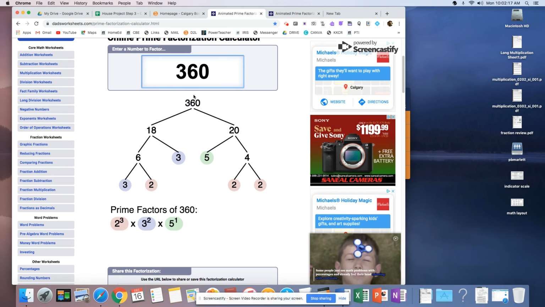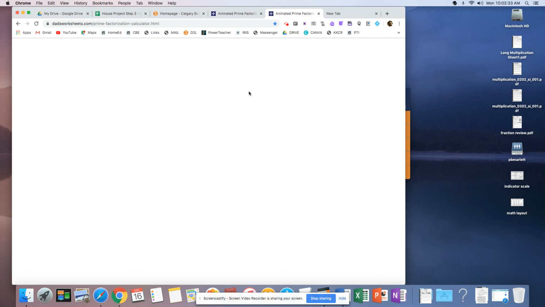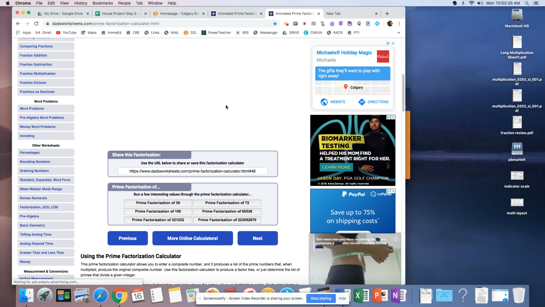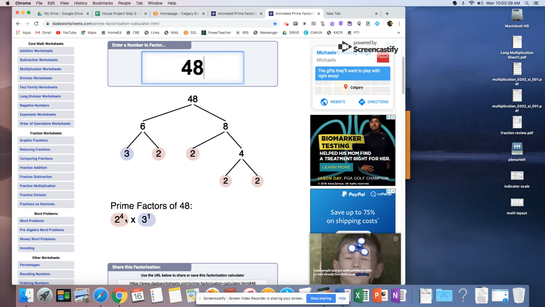So I take 360. You can prime factor it out. Here's a little calculator that does it for you. Let's get rid of that weird ad. So prime factors of 360 are 2 times 2 times 2 times 3 times 3 times 5. If I look at, for example, the prime factors for 48, I have 2 4s or 4 2s and a 3.